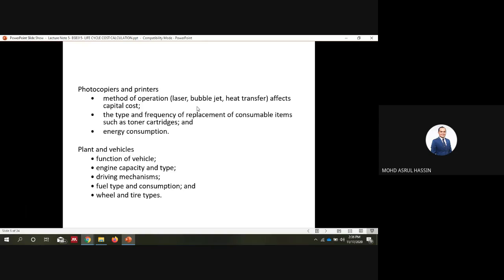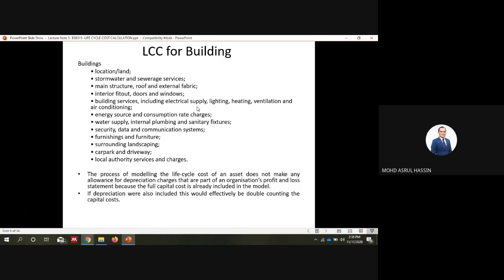All right, and then photocopiers and printers, for example, plant and vehicles. There are functions, engine capacity, type, driving mechanism. This one is where we want to compare which model we want to buy, or which spec we want to buy or install in the building. Okay, for the building, we need to calculate on the locations, land, stormwater, sewerage activity, main structure, roof, external fabric, interior fit out, doors and windows, and others.